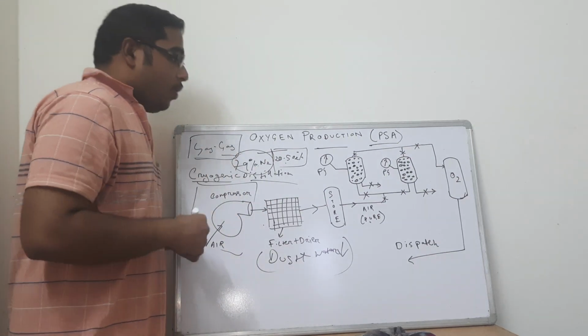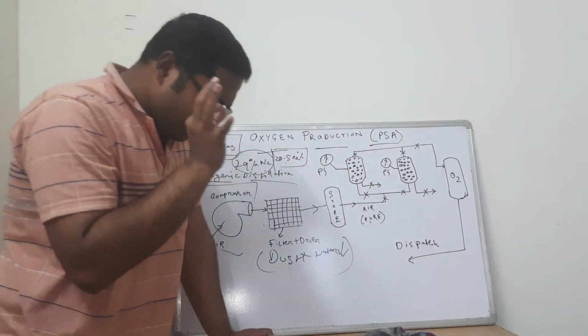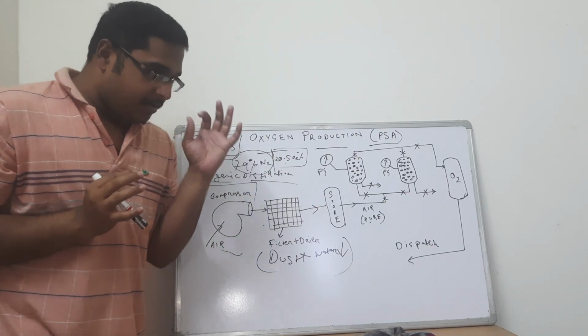Now let me tell you what happens. You are seeing that there are so many valves. Let me first make it clear. As the name suggests, pressure swing adsorbers. Here comes the main principle.